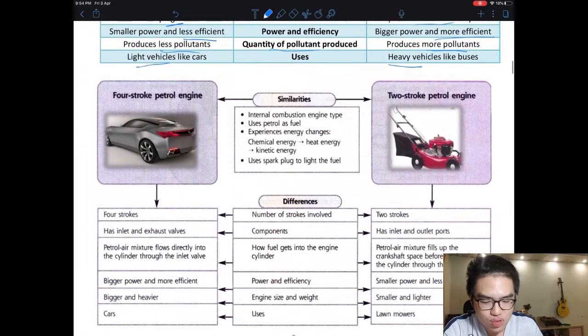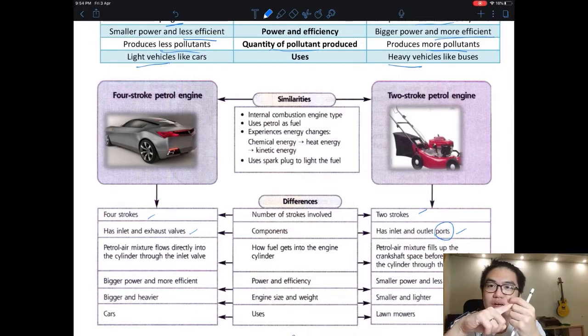This one is four-stroke, this one is two-stroke. This one has inlet and exhaust valves. This one has inlet and exhaust ports. We use ports because there's no valve. A valve is to close; here the piston closes it. That's what we call ports.